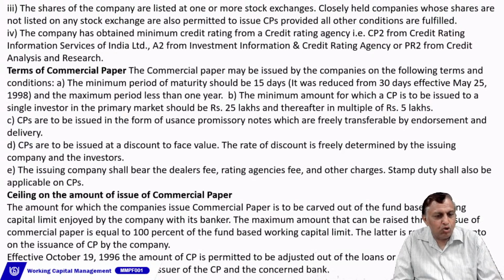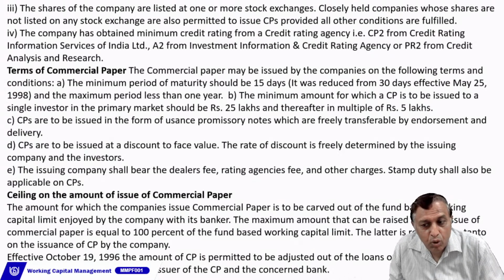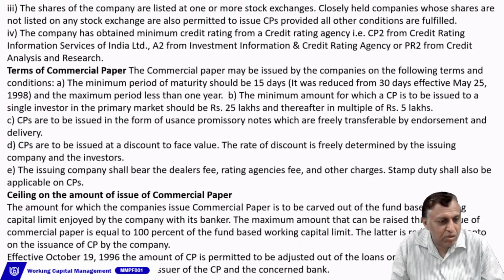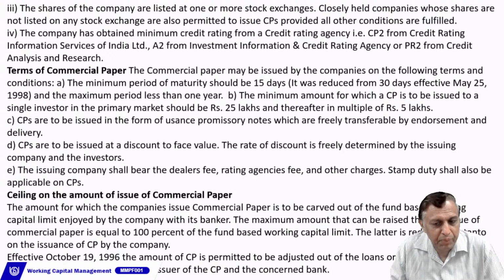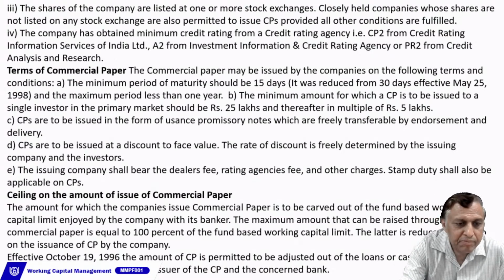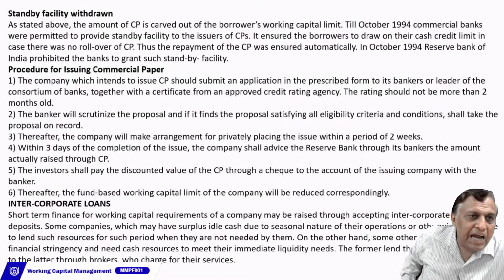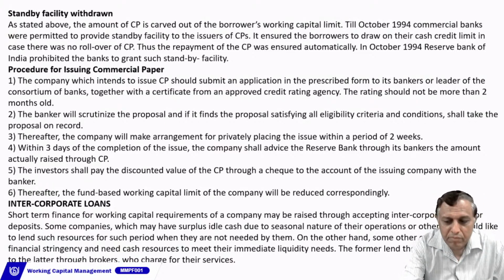Effective October 19, 1996, the amount of commercial paper is permitted to be adjusted out of the loans or cash credit or both as per the arrangement between the issuer of commercial paper and the concerned bank. Standby facility withdrawn.